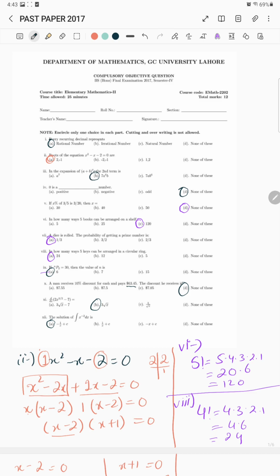So we have completed the multiple choice questions for the elementary maths paper, and this was the past paper of 2017.